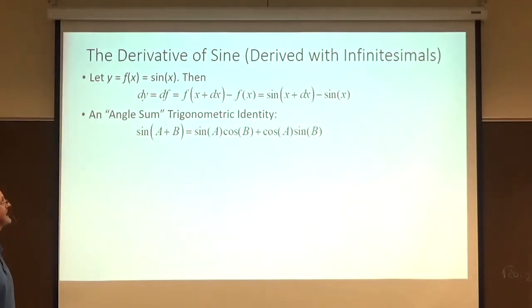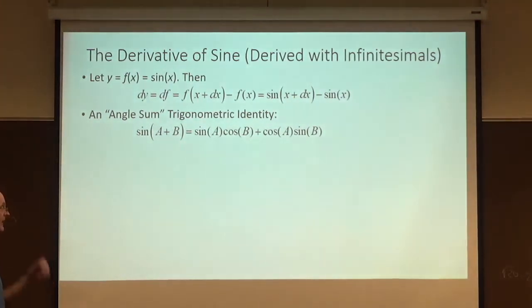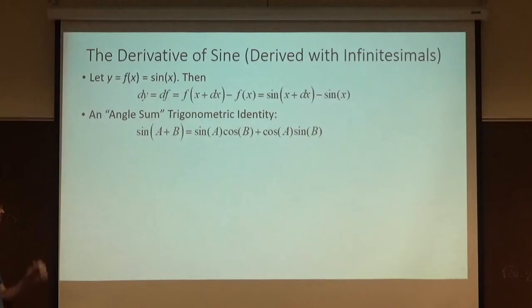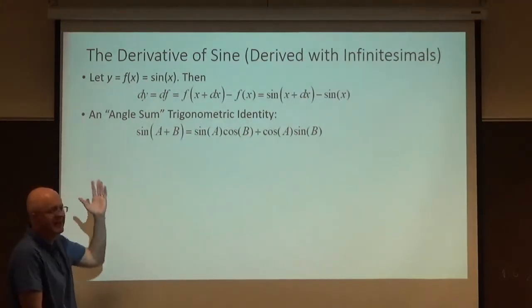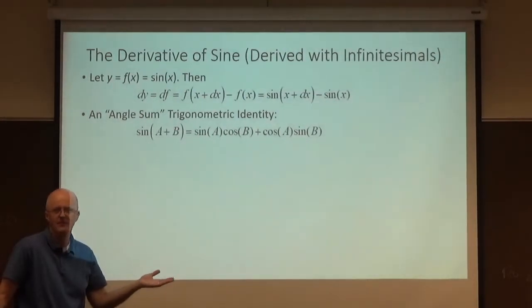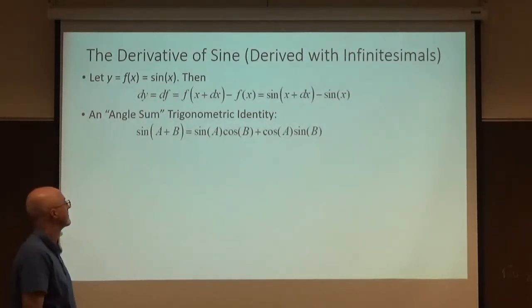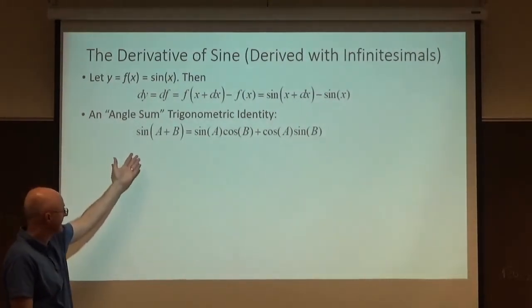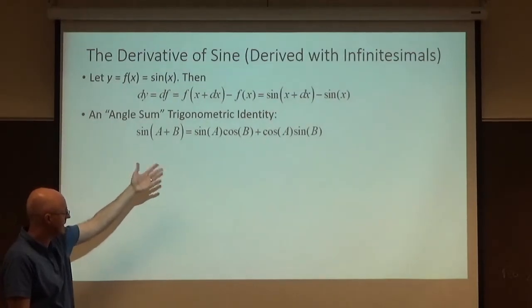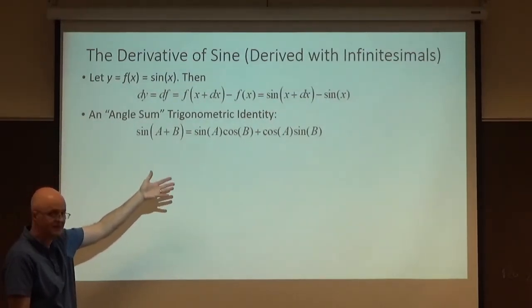We can use this identity in particular. What's the sine of a sum of 2 angles? It's called the angle sum trig identity. Are we thinking of these inputs as being angles? Well, we could. We don't have to, but we could. Anyway, you might remember from pre-calc, sine of A plus B is sine of A cosine of B plus cosine of A sine of B.